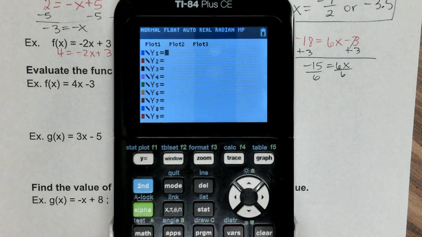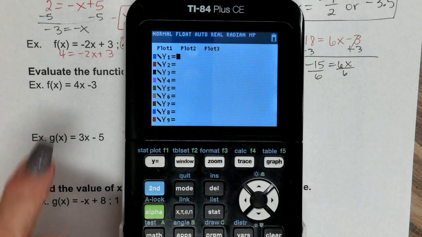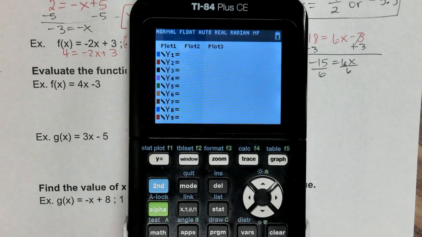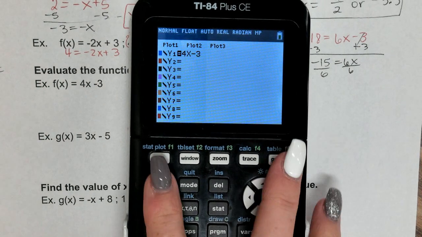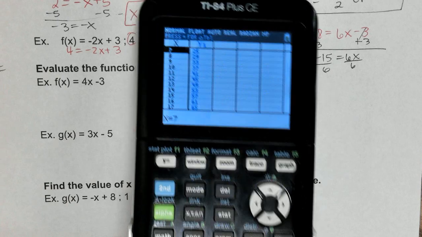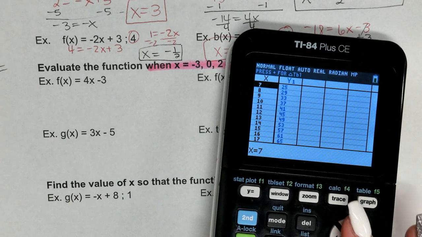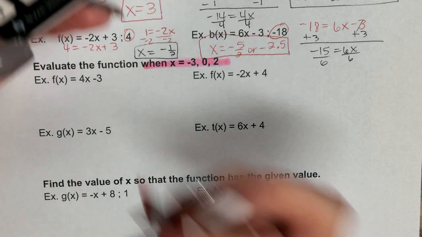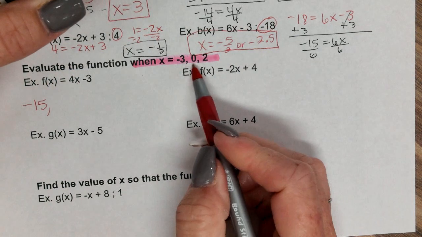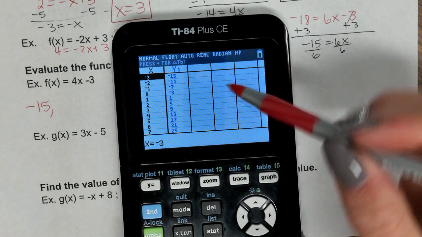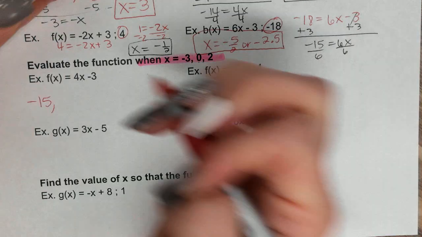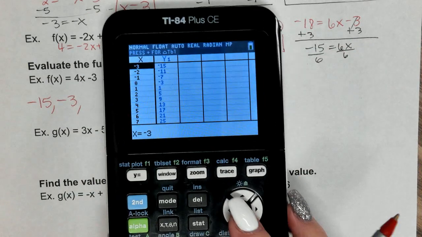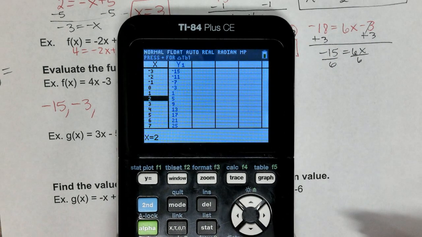I'm waiting for everybody to get here. I'm going to type in, because this is y equals right here, 4x minus 3. I'm going to go to my table by hitting second graph. I'm looking for when x is negative 3. What is y? That's my first answer. My next answer, I'm looking for when x is 0, which y is negative 3. And then my last one, I'm looking for when x is 2. So when x is 2, y is 5.